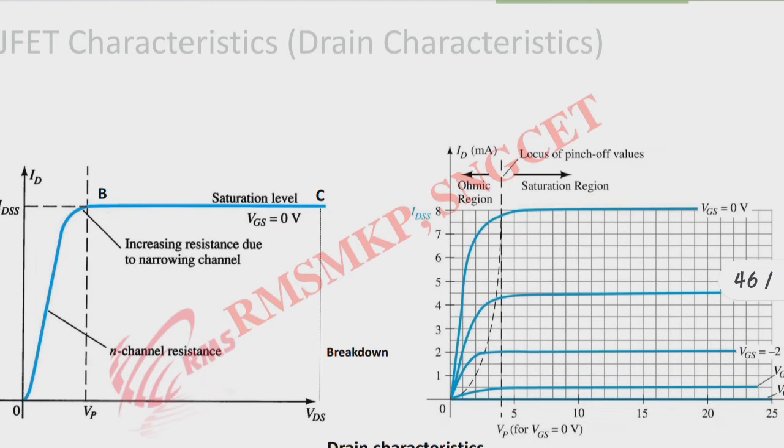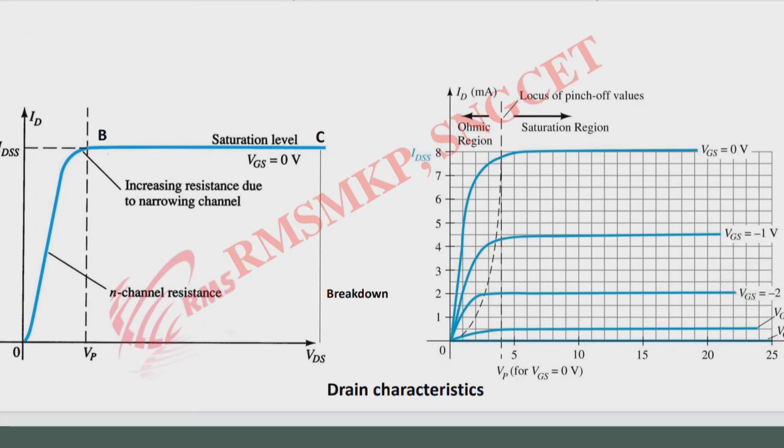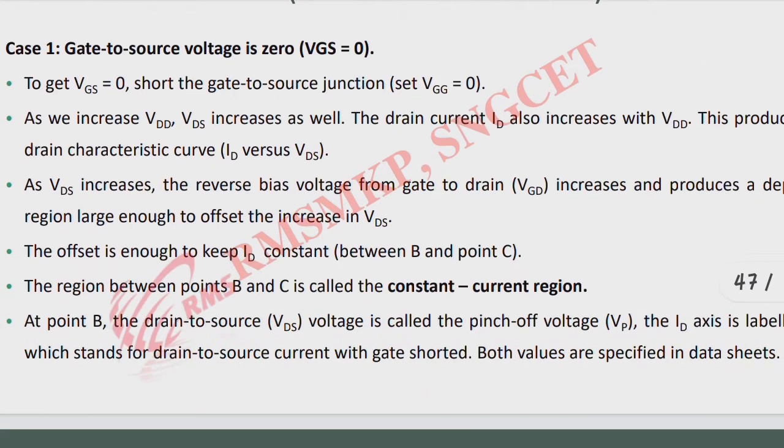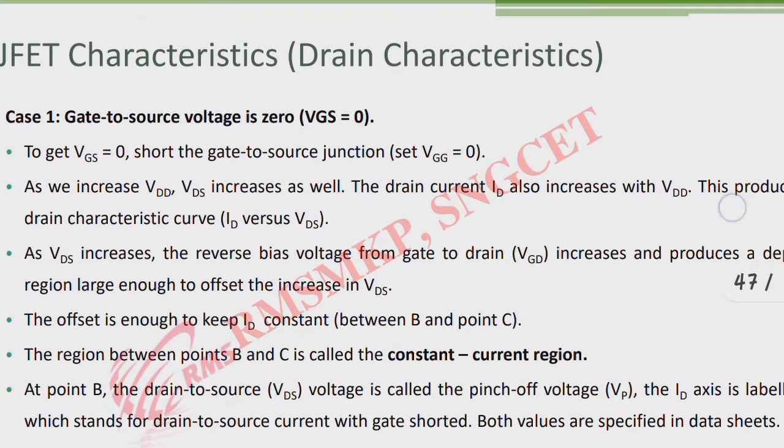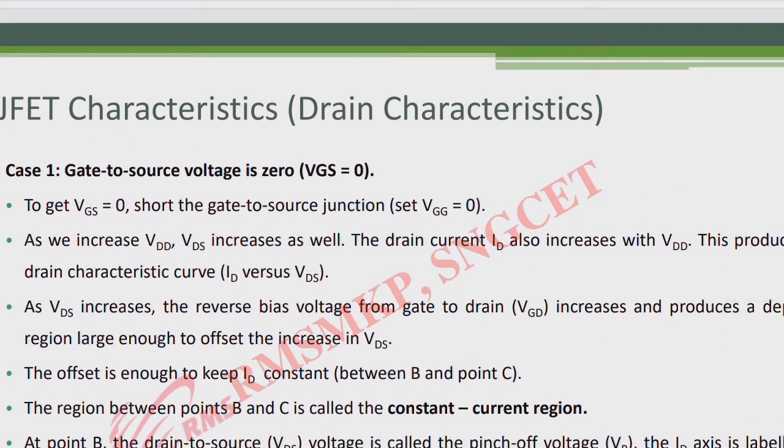JFET characteristics, drain characteristics. We can see, in the second diagram, the ohmic region, saturation region, cutoff, and locus of pinch-off values. In the first diagram, there is increasing resistance due to the narrower channel in B and the saturation level in C. VGS is equal to 0 volt. ID versus VDS diagram in C. There is breakdown. ID equals IDSS. It's a formula we can see later.